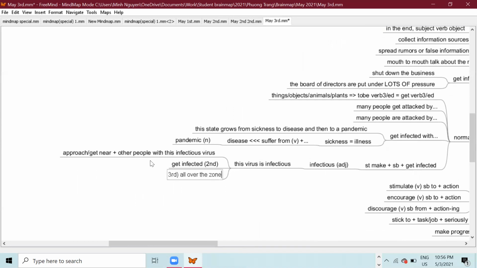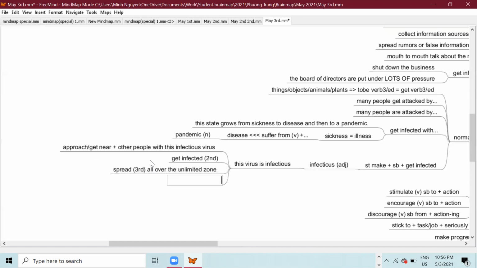And here it's not only the zone anymore, it's all over the unlimited zone. And then at the end of the day, everybody carries the virus. So this is the case. First you are like this, and then it comes to you like that. So you need to be careful when you get near somebody else or you get close to somebody else. So this is the first stage, and then it comes to second, third, and fourth.